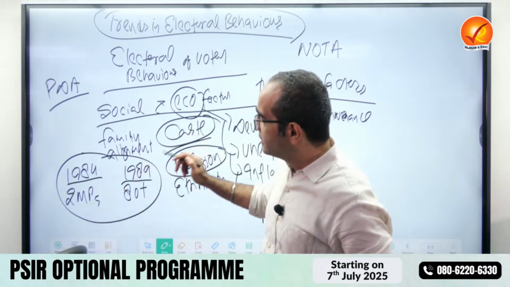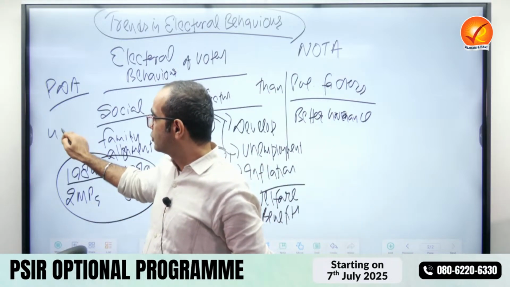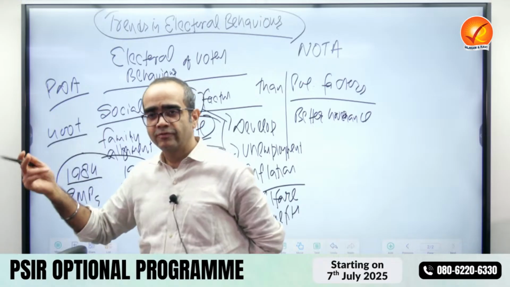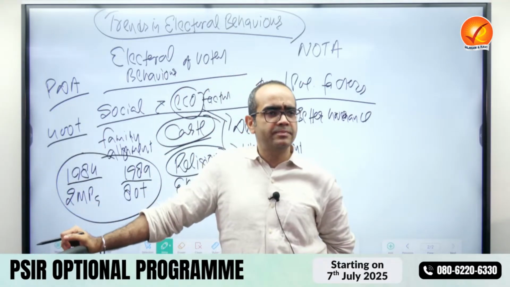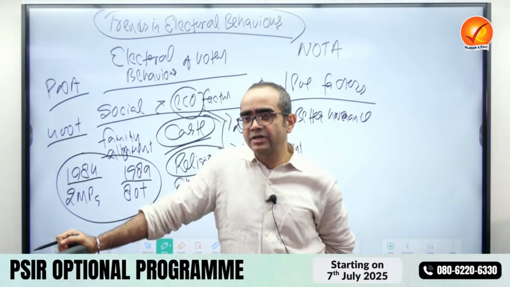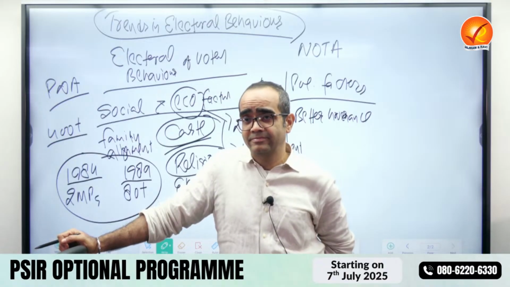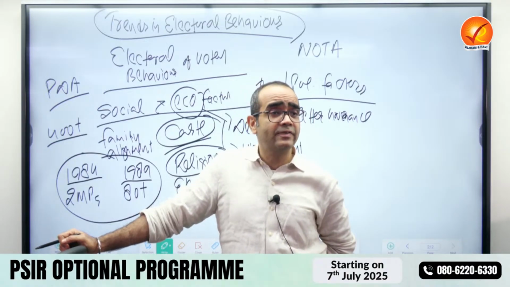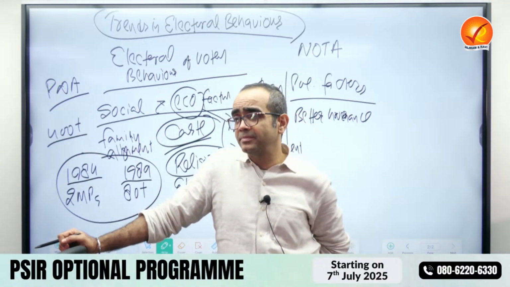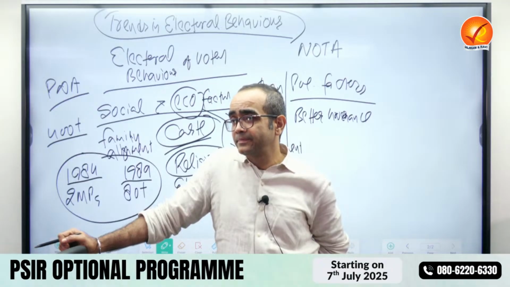Yes. Now in 1984, we find the Congress tally was 400 plus, 414 in fact, under Rajiv Gandhi. The highest any prime minister has secured. One of the reasons was the sympathy wave in the wake of the assassination of Prime Minister Indira Gandhi.